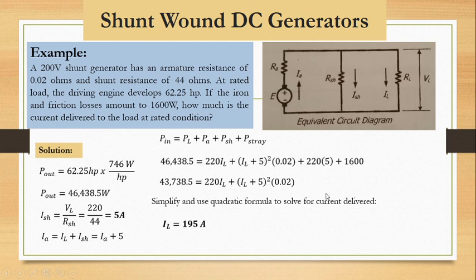So this is for just one shunt DC generator. You can also find the generated EMF. Since we already got IL, you can have the total IA here, and then you can have the power generated and the generated EMF, and so on and so forth. Everything can be solved.